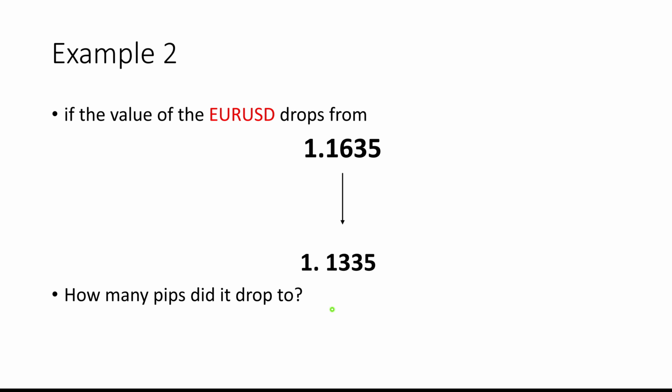So the second example: if the value of Euro USD drops from 1.1635 to 1.1335, how many pips did it drop? Let's work out that one and see how many pips it dropped. A few seconds. All right, so you are right if you say the answer is 300 pips. Because when you subtract 1.1335 from 1.1635, what you have is 300. So the right answer is 300 pips.